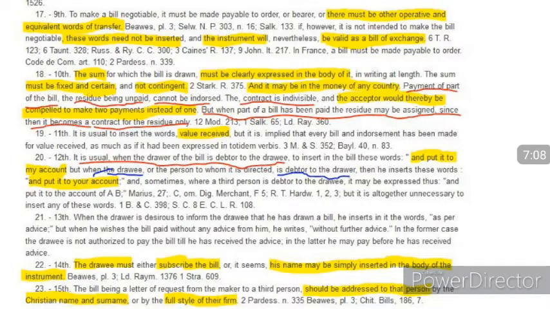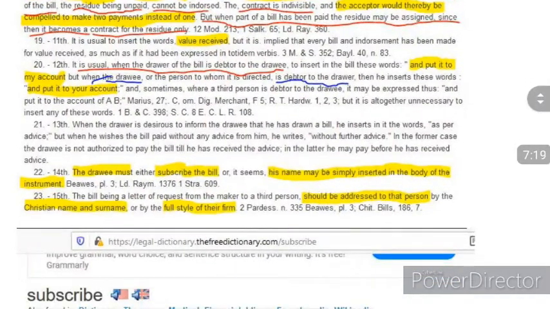Value received. Another good wording I definitely say put in there, if you're doing instruments, for value received in particular. As usual, when the drawer of the bill is a debtor to the drawee, you insert the words "and put into my account." But when the drawee, the person who's directed, the person you send it to, is the debtor and you're a creditor, put the words "and put it into your account." The first one was saying put in my account, the second one saying put into your account, basically for you as the creditor. That's if you want to add that wording in, but it's not necessary.